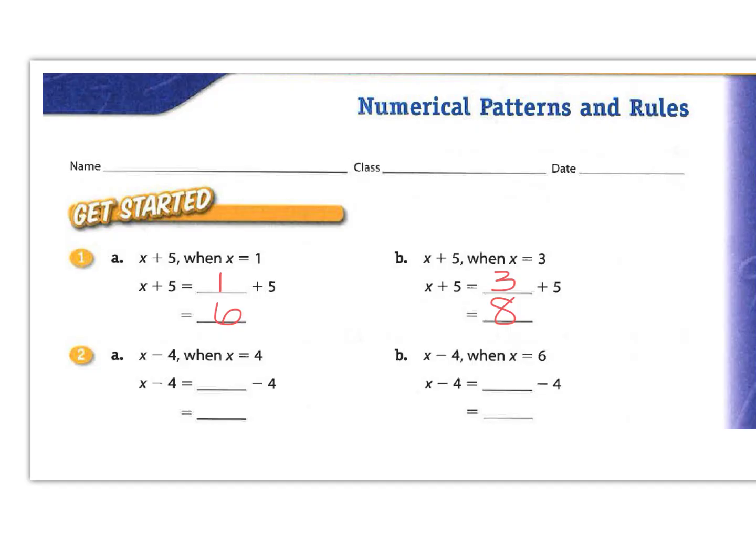Here it says x minus 4 when x equals 4. Substitute in 4 for x, and 4 minus 4 is 0. And here we have x minus 4 when x equals 6. Substitute 6 in for x. 6 minus 4 equals 2.